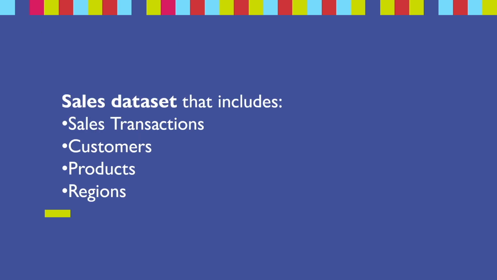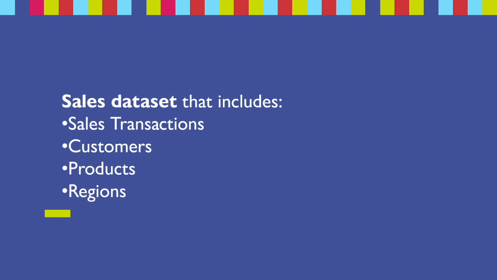We will take one example. We are going to work with a sales data set. In this sales data set, right now I kept it very simple. I kept 4 different tables. The first table is sales transaction, the second one is customer, the third one is products, and the fourth one is regions. We are going to work on this data to understand how data transformation and data modeling work.